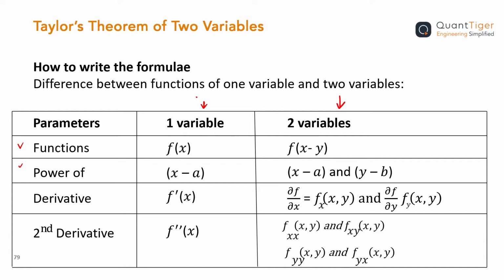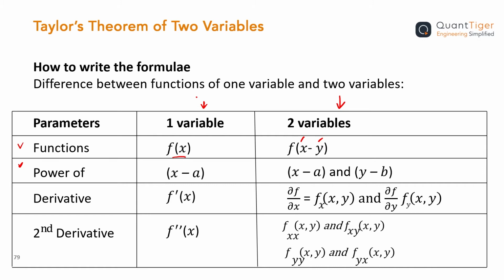So, first, functions. In one variable we saw that the given function was in the form of x only, so only one variable was included. Here, since it is a two variable case, x and y, two variables are included in the function. That is the first major difference, and because of that further changes are going to be there.